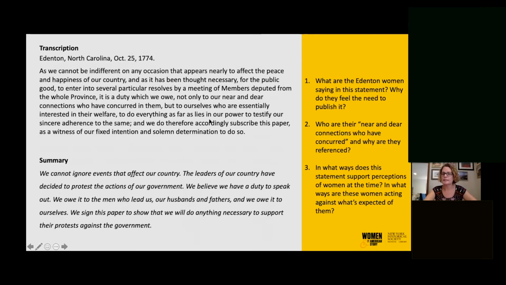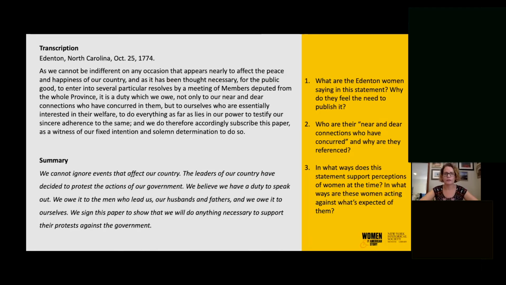And then in what ways does this statement support perceptions of women at the time? And in what ways are these women acting against what's expected of them? So thinking about the context of coverture, how are these women finding ways to participate within those restrictions? And then where are maybe they pushing the boundaries a little bit?